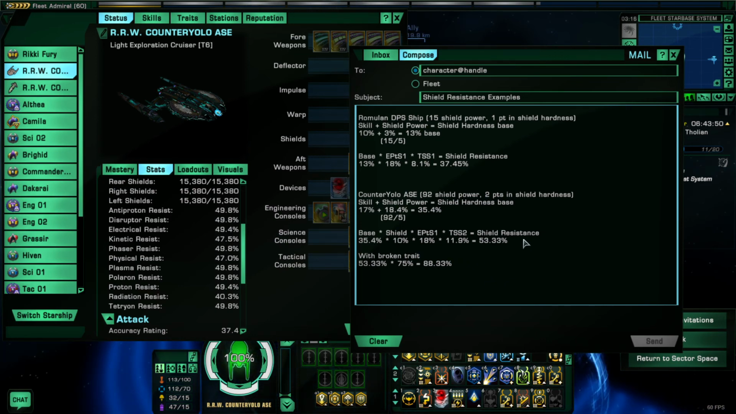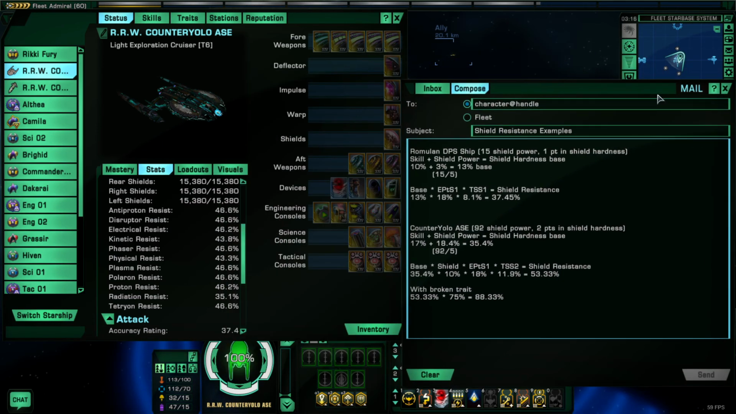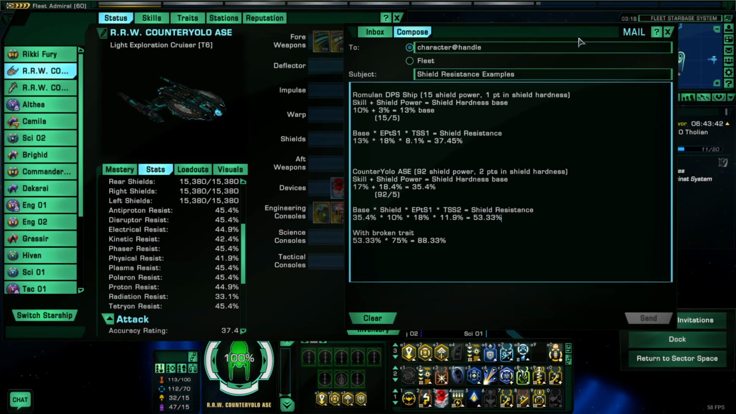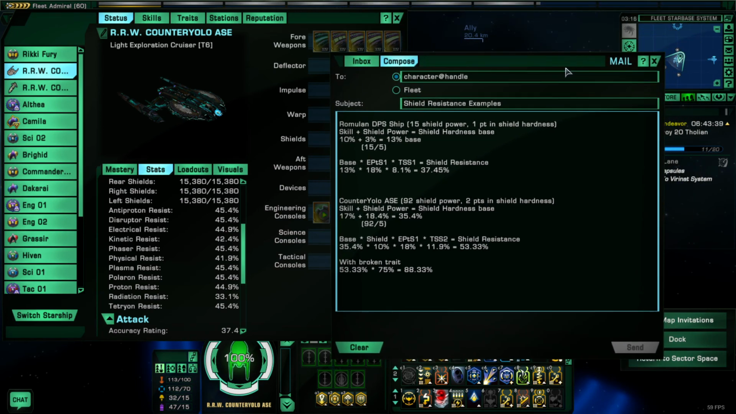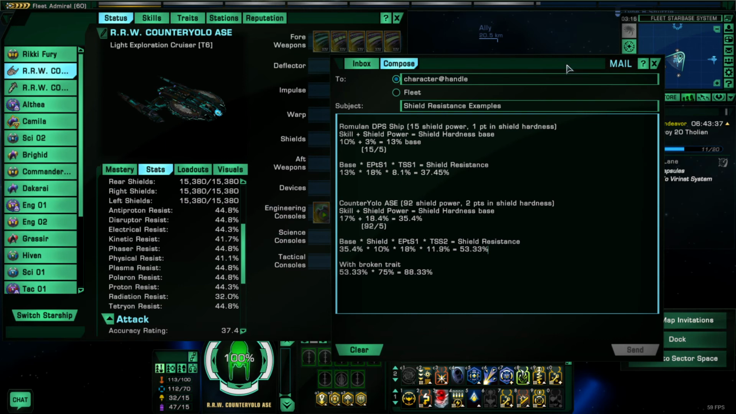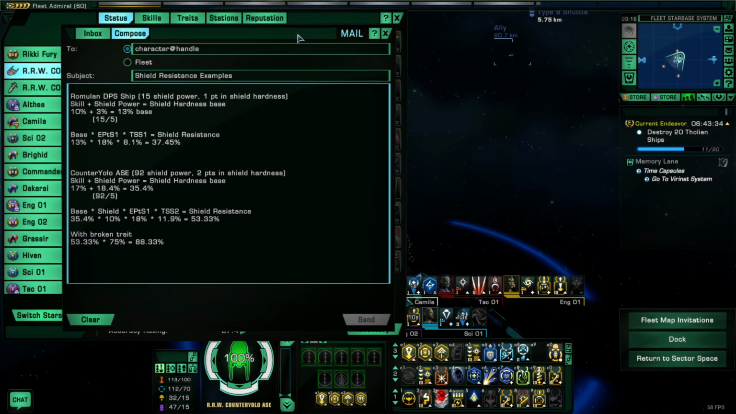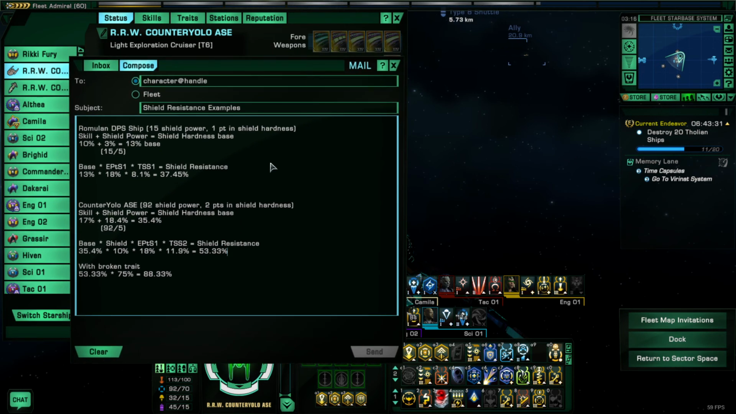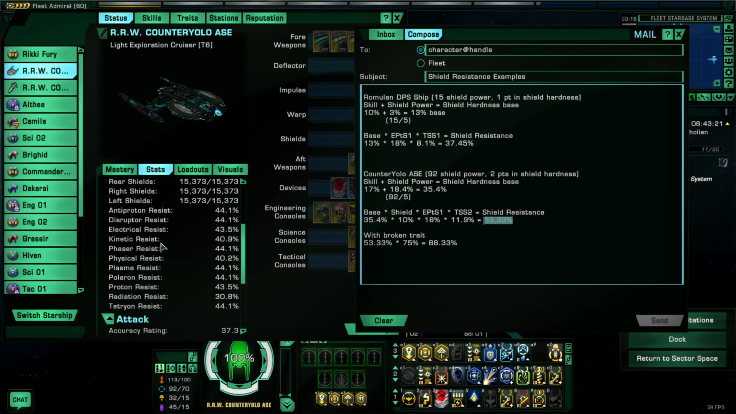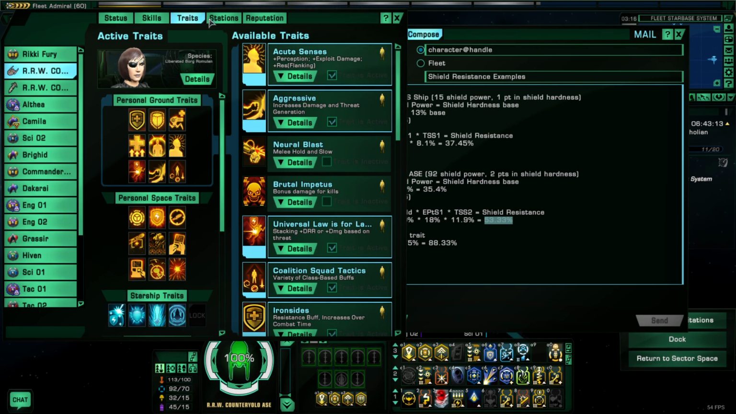So yeah, that's the super basics of how shield resistance works, along with the reason why, if you've ever fought against my ship, my shields seem to never deplete very much. It's because about half the time it's around 80% resistance on my shields, and the other half of the time it's around 50% resistance on my shields, combined with my hull resistance always being over 45% because of Honor Guard.